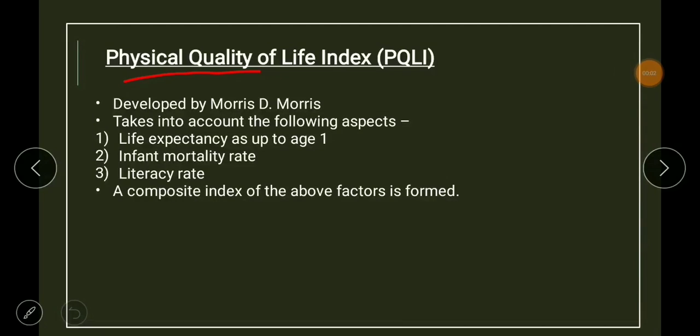Next, we move on to the Physical Quality of Life Index. It was developed by Maurice de Morris for the Overseas Development Council in the mid 1970s. It is an attempt to measure the quality of life or well-being of a country. It takes into account the following aspects. Number 1, life expectancy as up to age 1, infant mortality rate, and finally literacy rate. A composite index of the above factors is formed. All are equally weighted on a scale of 0 to 100.